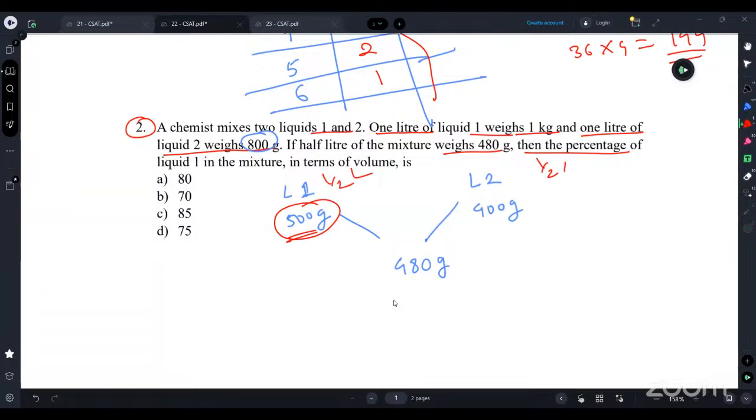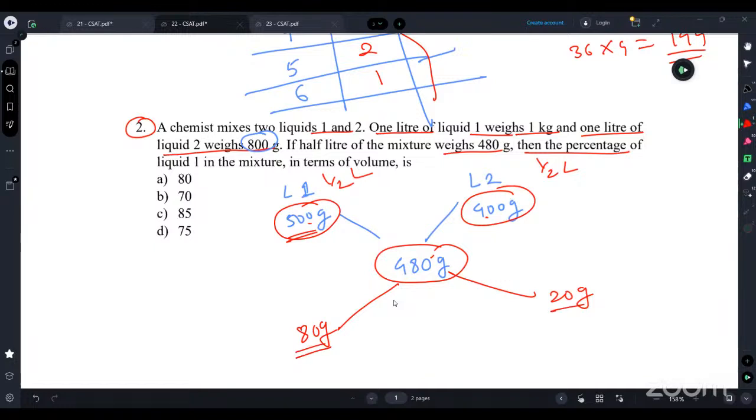Here it is also half liters. But half liter is weighing 500 gram in case of liquid 1, and half liter is weighing 400 gram in case of liquid 2. And combinedly, half liter of mixture is weighing 480 gram. Now for liquid 1, the difference will be 480 minus 400. It will be 80 gram here. And for liquid 2, the difference will be 500 minus 480. It will be 20 gram. So this is the ratio in which they will be mixed. So 80 by 20 will be what? 4 is to 1.